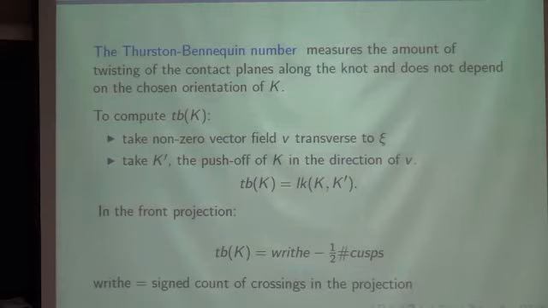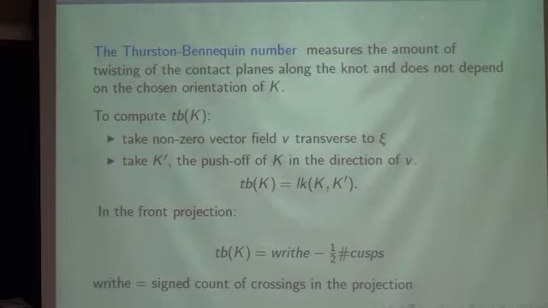And the way you compute this is, if you go along the knot, you take a vector field that's transverse to the planes. Then you can push off in that direction, transverse to the planes, and get a push-off of the knot that we'll call K prime. The Thurston-Bennequin number ends up just being the linking between your original knot and this push-off transverse to the planes, because that will measure how much it turns around, since you get linking 1 when it goes around exactly 1 time.